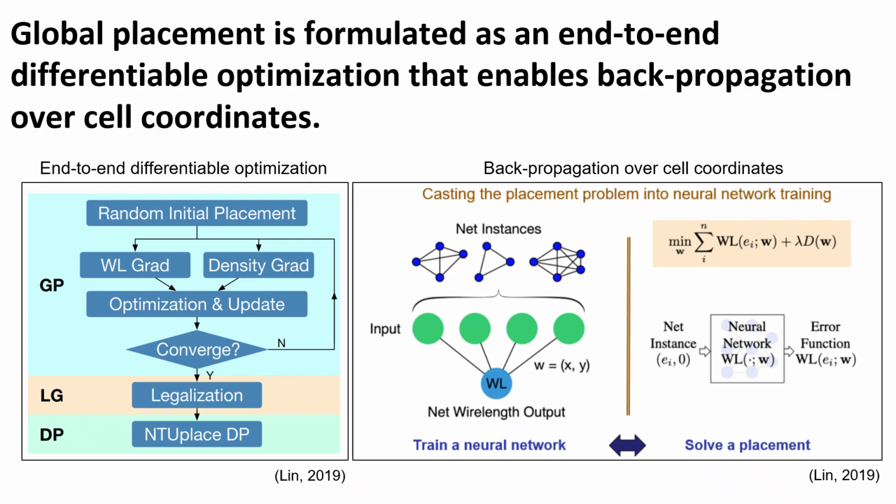Global placement is formulated as an end-to-end differentiable optimization that enables backpropagation over cell coordinates. By recasting global placement as a fully differentiable optimization, DREAMPlace treats every cell's XY coordinate as a trainable parameter. Global placement becomes a single end-to-end differentiable loop, starting from a random layout, computing wire length and density gradients in parallel, applying a combined update, and repeating until convergence. The resulting coordinates then proceed to legalization and detailed placement.